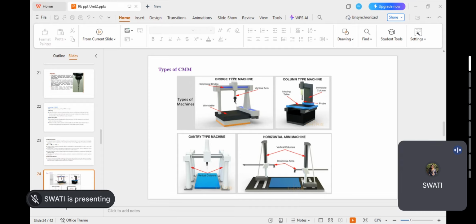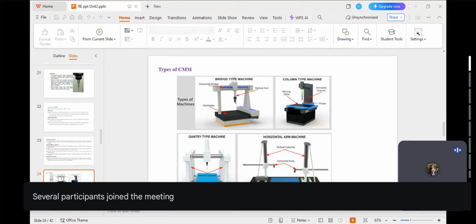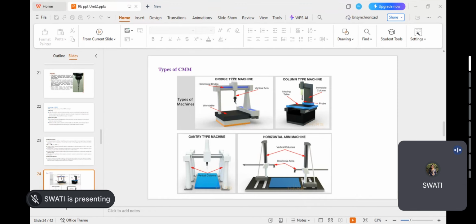So first we will talk about the bridge type structure. Earlier I also told you the working of CMM, which was the bridge type structure. You can see this was that, this one. This is also the bridge type structure. If I'm saying bridge type structure, that means you can see from the diagram, we have the workstation that is showing the XYZ direction. And then we have the top body, which looks like a bridge. That is why it is called the bridge type structure.